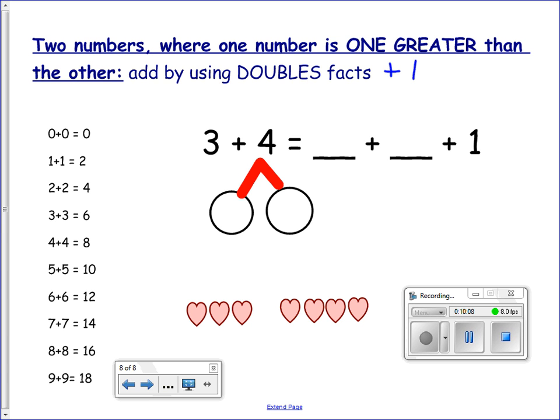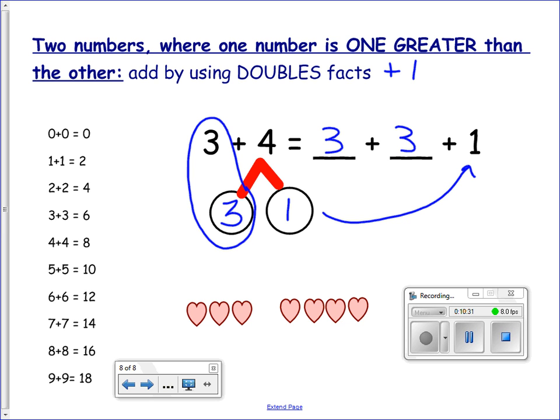And we've learned that we always need to double the smaller number. So in the case of 3 plus 4, the smaller number is 3. And if I break the 4 down into my cherry diagram, 3 and 1 make 4. So that would give me a doubles fact of 3 plus 3 plus the leftover 1. And I know 3 plus 3 is 6. So 6 and 1 more gives me 7. So I know 3 plus 4 is 7 off the top of my head.